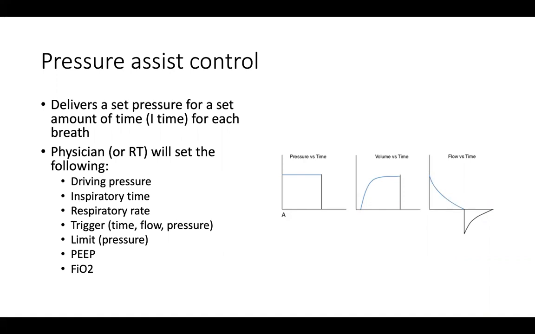For example, if we set a respiratory rate of 10, the vent is going to give one breath every 6 seconds. And so then when we set our inspiratory time, say we set it at 1 second, that means it's going to give that driving pressure for 1 second for the breath, and then there will be 5 seconds for a patient to exhale before the next breath is initiated.